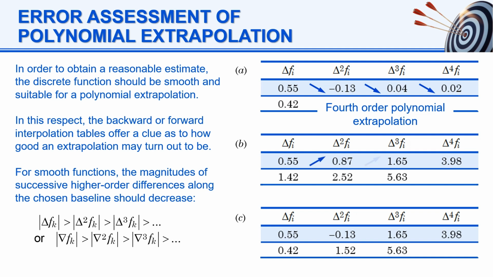In part B of the figure, the magnitudes of the increasing differences along the highlighted baseline increase after the first difference, which implies that a second or higher degree extrapolation polynomial will tend to diverge from the true solution. In part C of the figure, the magnitudes of the higher differences increase after the second difference, which implies that a third or higher degree extrapolation polynomial will tend to diverge from the true solution.